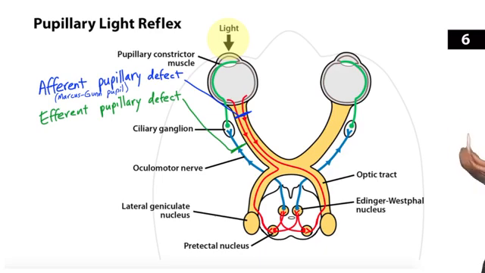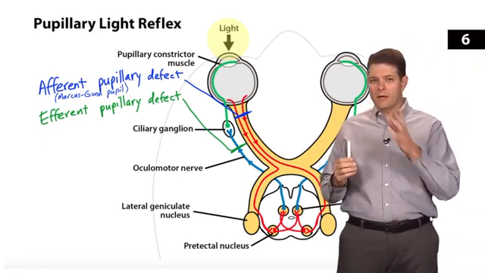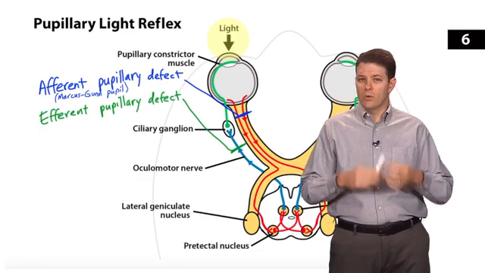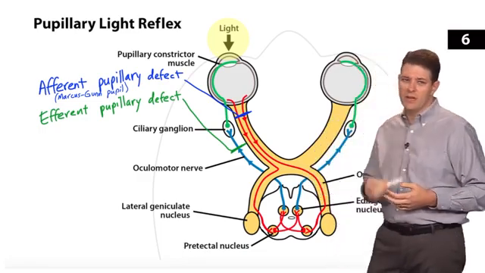So it's important to swing that light back and forth from one eye to the other and watch one eye at a time to make sure they constrict normally regardless of where the light is. That's called the swinging flashlight test.